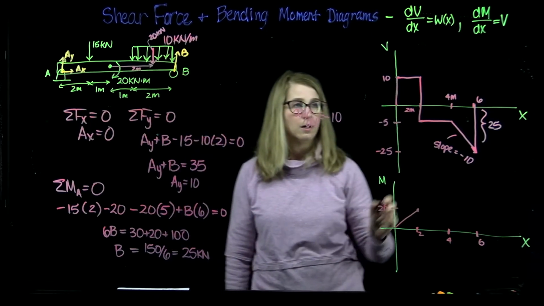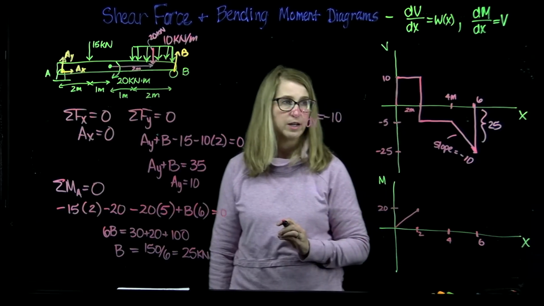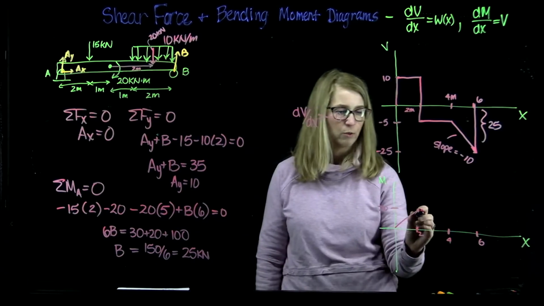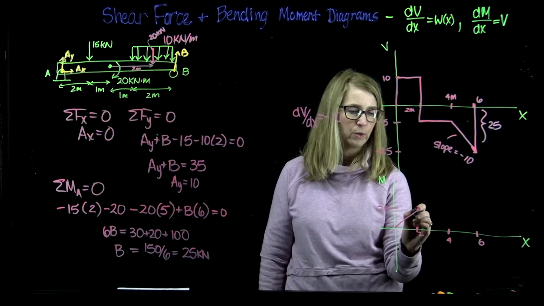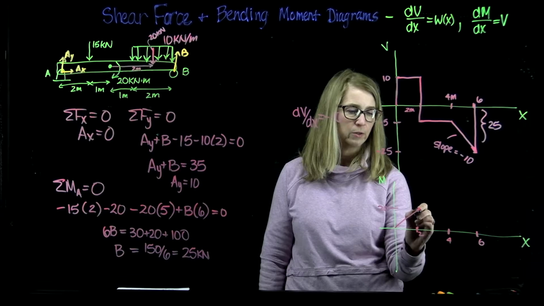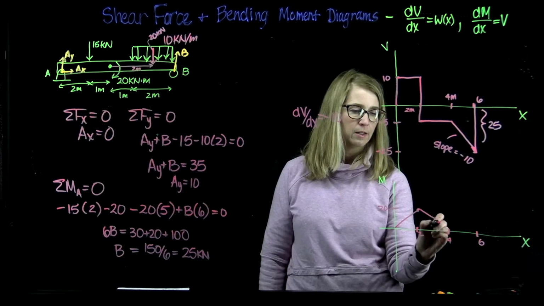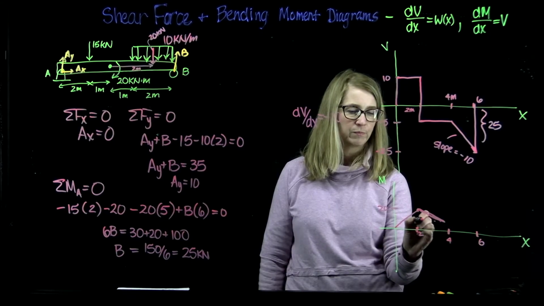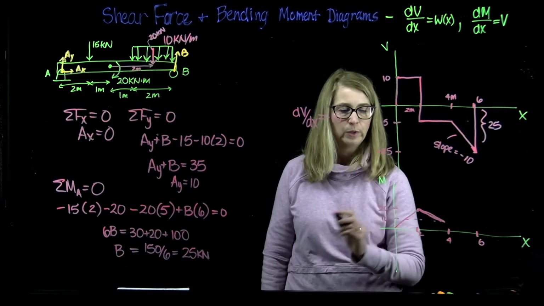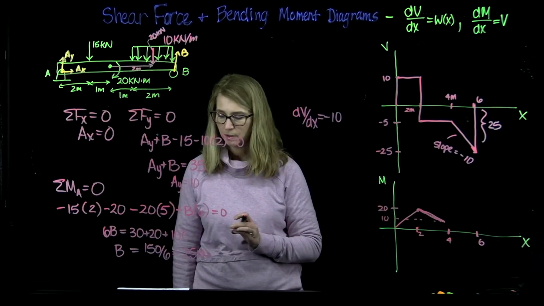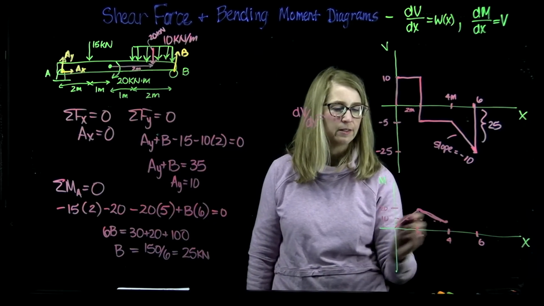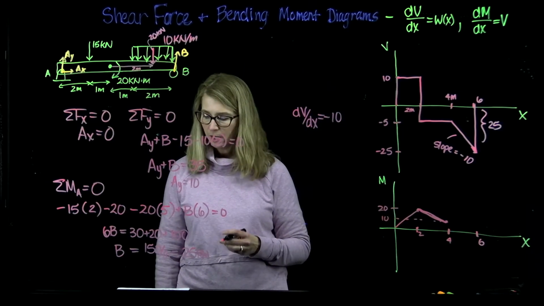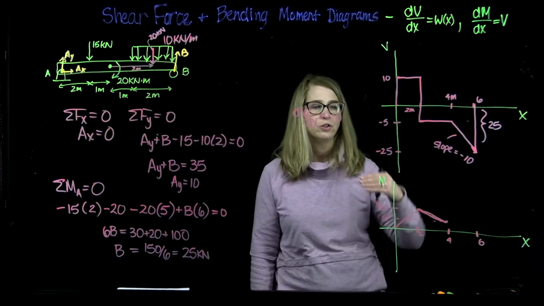Now, here the slope is -5. So the slope isn't as steep, so in 2 meters, we're only going to go down 10. Again, not the best, but we go down to 10 when we get to 4. Like when we go to 4 meters, it should be at 10 kilonewton meters.